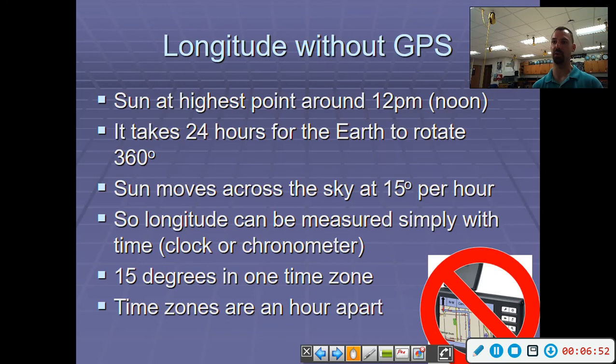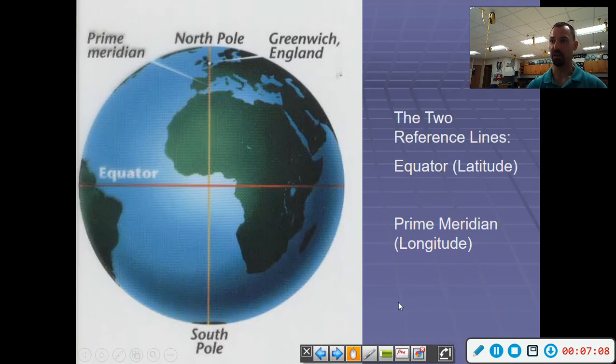Okay, so 15 degrees in one time zone. Time zones are 1 hour apart. We'll be going over that time system later, but that's the general pattern of it, based on longitude markings. Obviously you don't just look at these individually, we look at them together. So you take your latitude markings and your longitude markings and you pinpoint a point on the globe. We see where they cross, and that's the point where we're located.